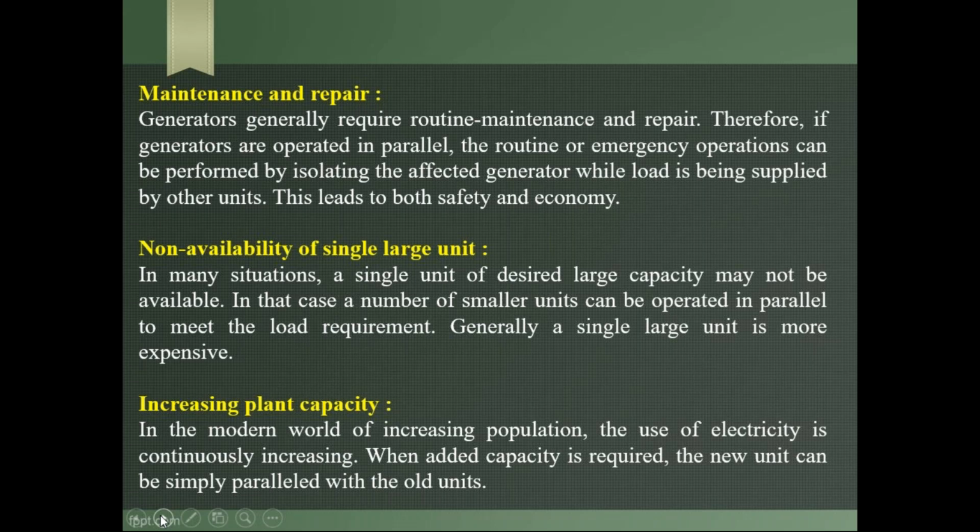Now we are going to discuss how shunt generators operate when connected in parallel, how series generators operate when connected in parallel, and how compound generators connected in parallel operate. So these are the three things we are going to discuss now.